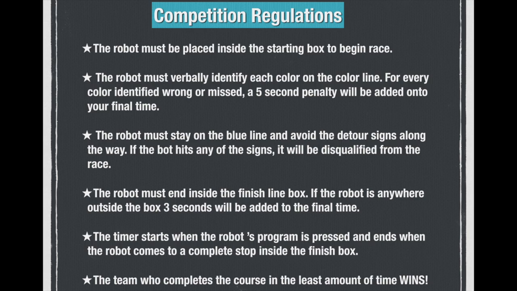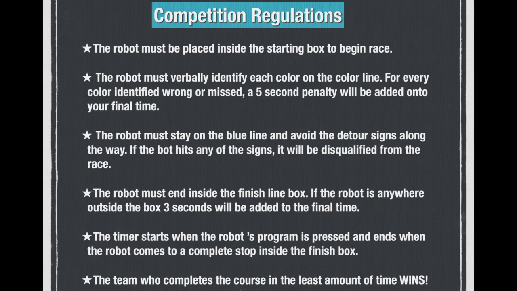Here are the competition regulations. The robots must be placed inside the starting box to begin the race. The robot must verbally identify each color on the color line. For every color identified wrong or missed, there's going to be a 5-second penalty added on to your final time. So for example, if your bot rolled over the red line but said black, it would lose 5 seconds. And that would continue on. If it said green and it was blue, then you would lose 5 seconds.